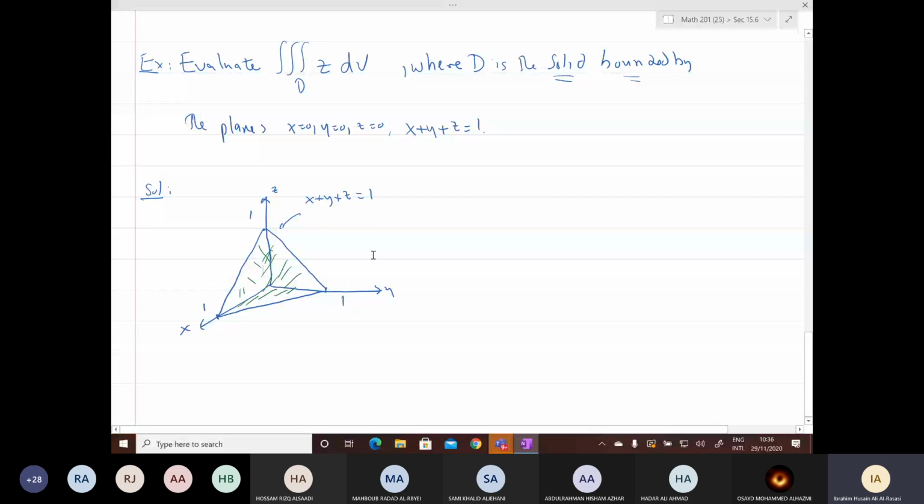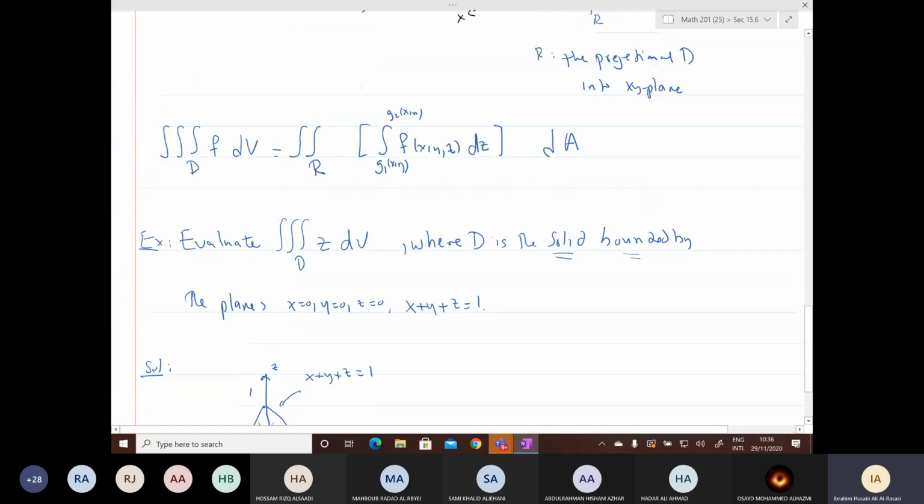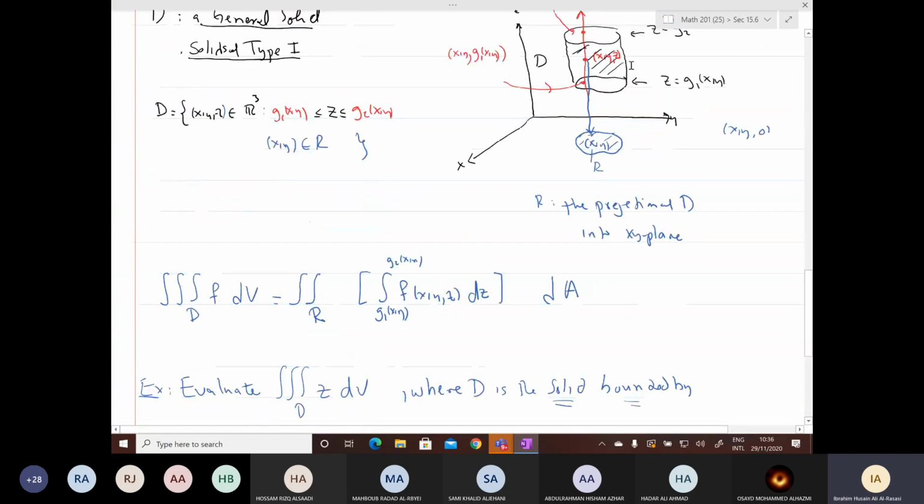We need to describe the solid. Let me go here. So pay attention. D. I need to know what is the lower surface and the upper surface. Lower and upper. Okay. Again, pay attention. This shouldn't be difficult from the graph. You don't need to be a genius to know what is the lower surface and what is the upper surface. So in our case here, what is the upper surface?